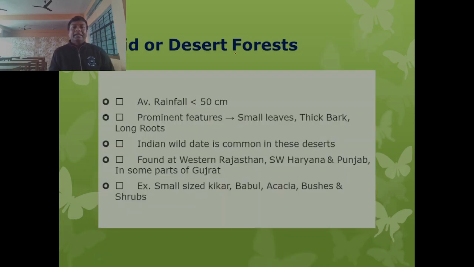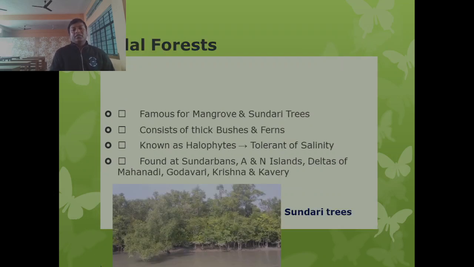So arid and desert forest has less than 50 centimeters of rainfall, and its prominent features are small leaves, thick bark, and long roots. You find this in western Rajasthan, southwest Haryana, Punjab, and some part of Gujarat. Kikar, babool, and bushes and shrubs are the major trees or plants of this arid and desert forest.